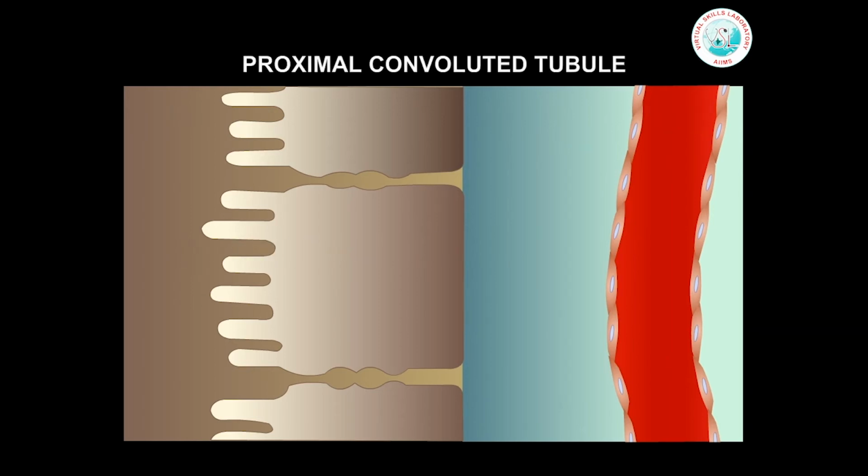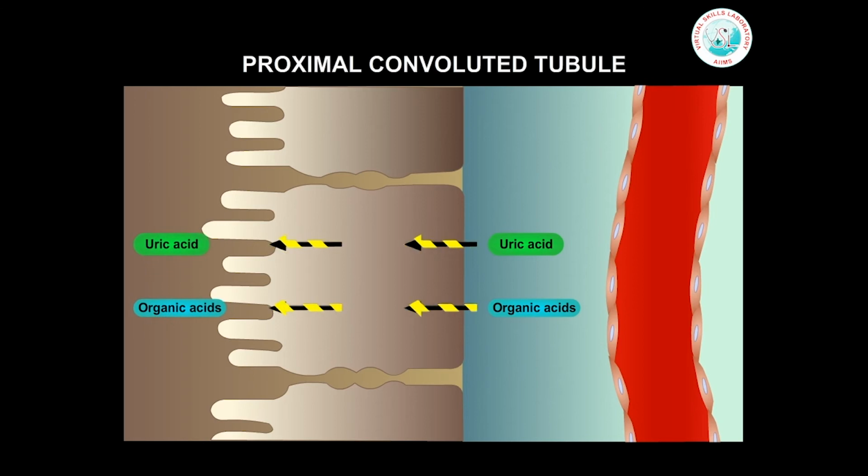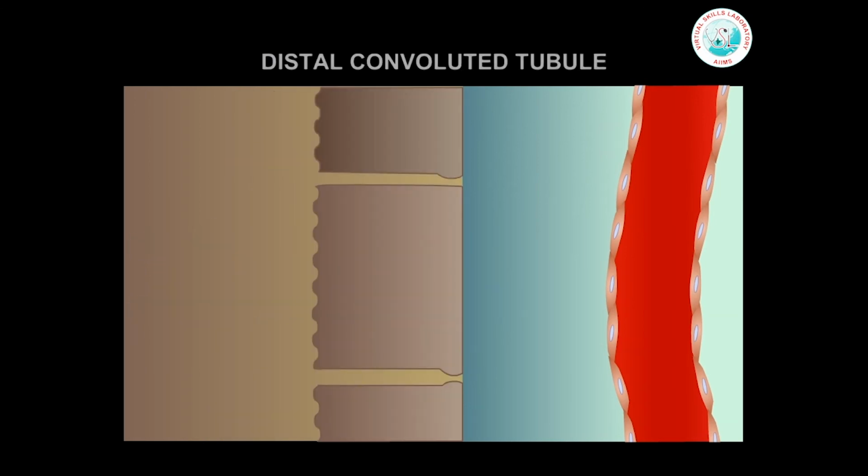In the PCT, some hydrogen ions are secreted by a sodium-hydrogen antiporter. Also, ammonia inside the tubule cell combines with hydrogen ions to form ammonium ions that are secreted through the same antiporter. Other substances that are secreted include uric acid and organic acids produced from drug metabolism.